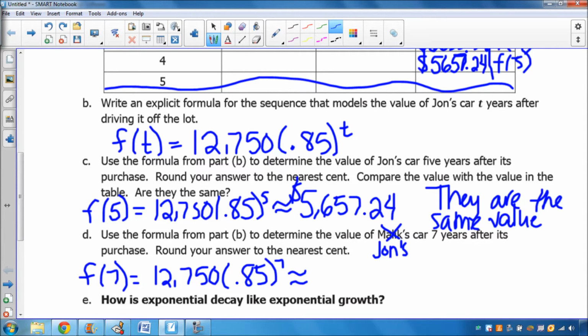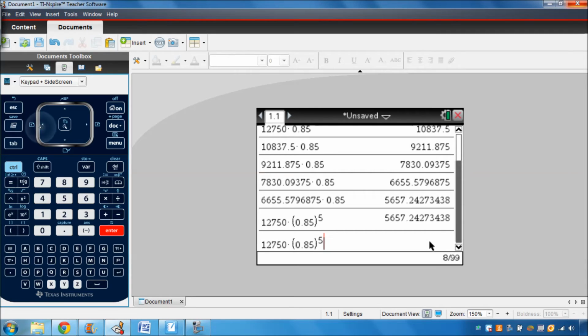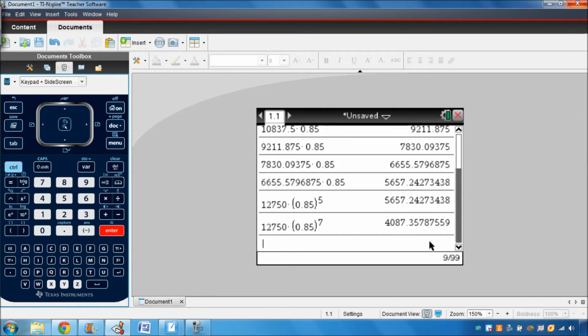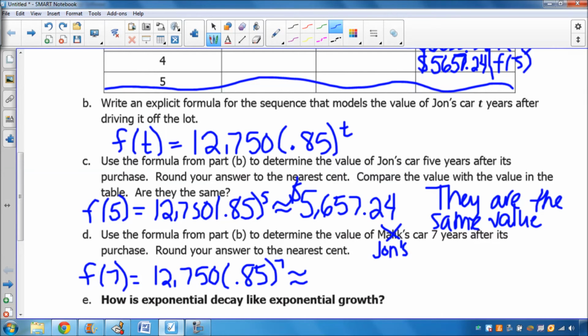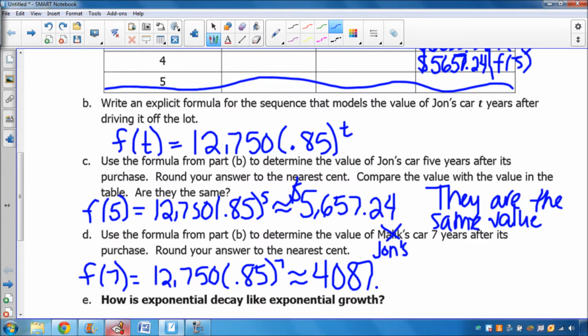Okay, so I'm going to do the same thing here, so I don't have to type it all in again. I'm going to highlight this, press enter, and then I'm just going to delete this 5 and make it a 7. Okay, press enter, you get $4,087.36. All right, so let's go ahead and write that out. $4,087.36.